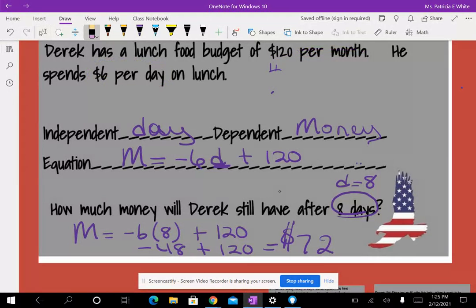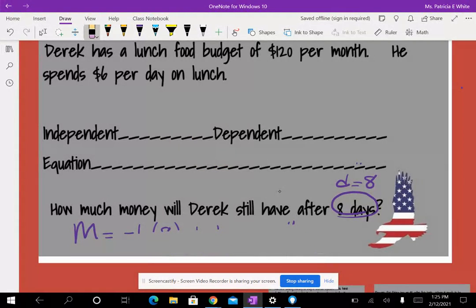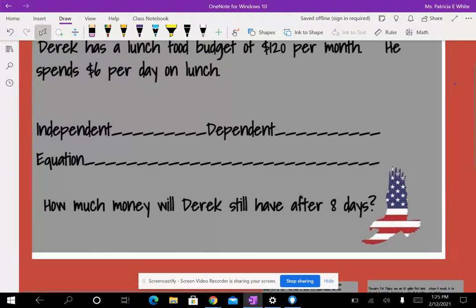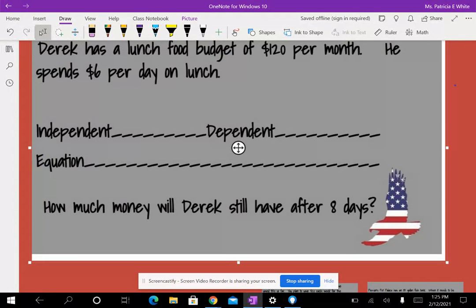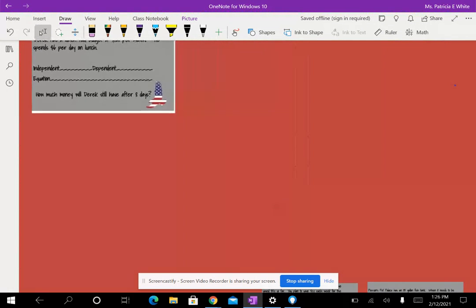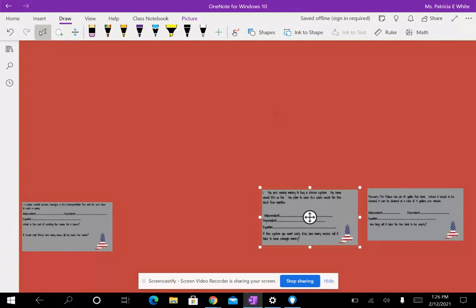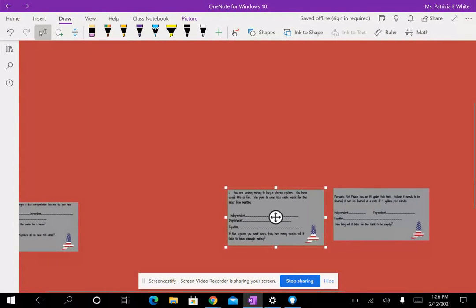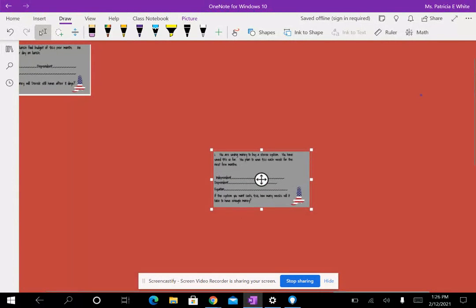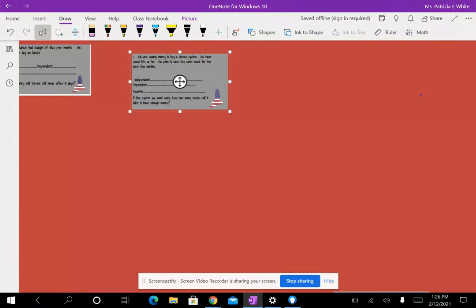All right, let me erase this and we're going to try another problem. I know there's a quicker way of doing this erasing. All right, so let's make this smaller. And we're going to take this one up. This one down.